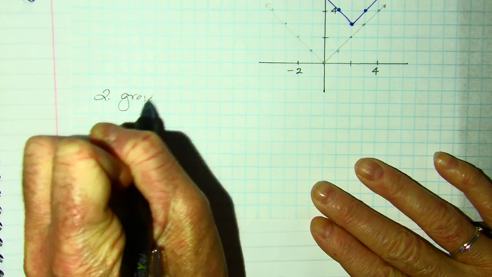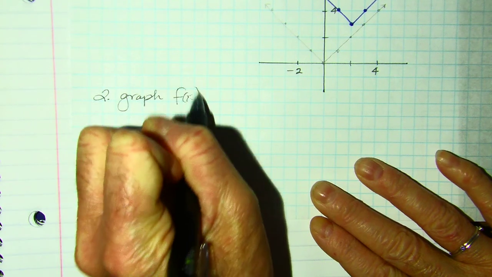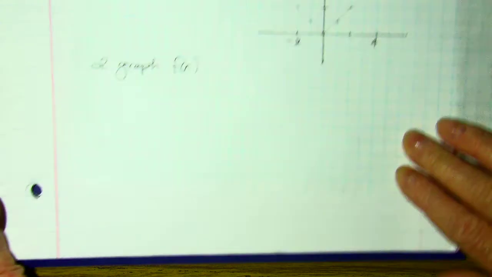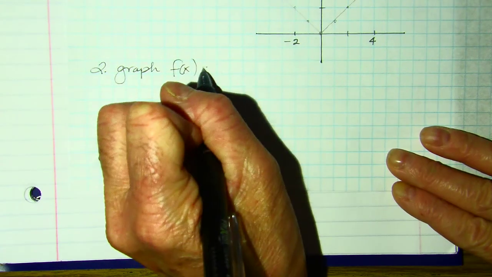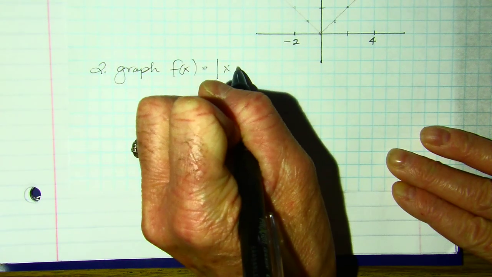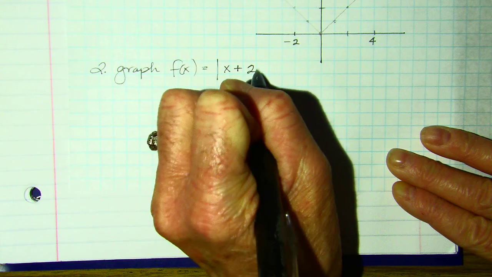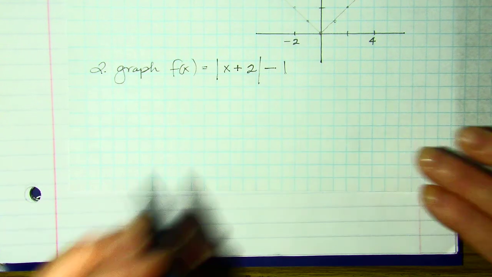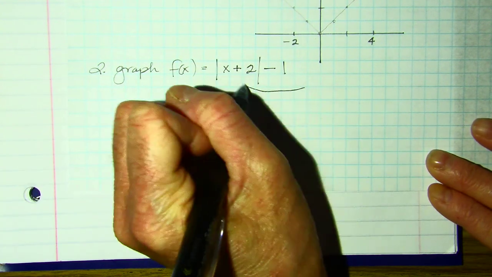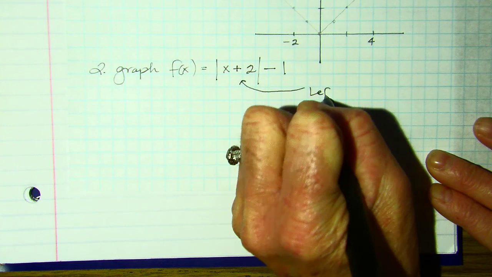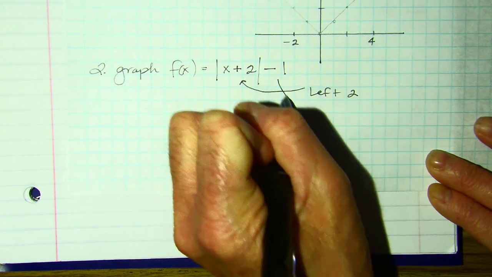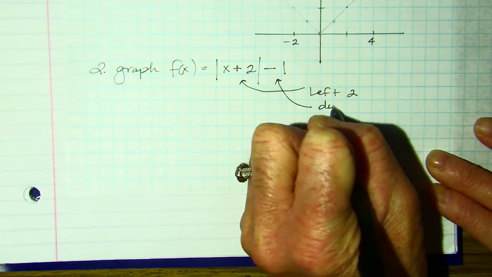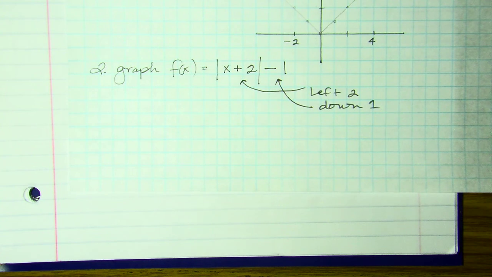So graph f of x equals |x plus 2| minus 1. Okay, let's go over the shifts. That is left 2, and that right there is down 1.